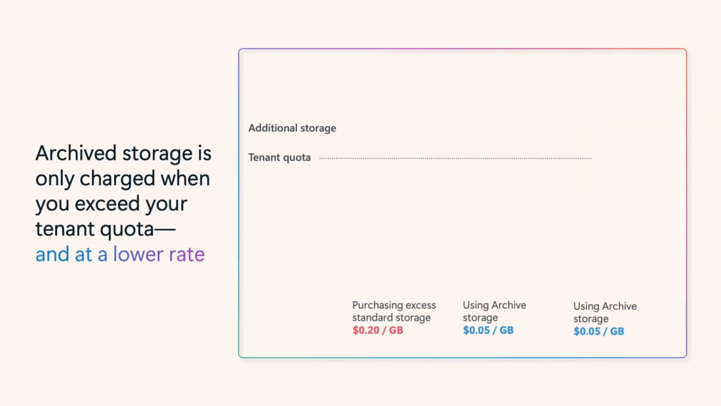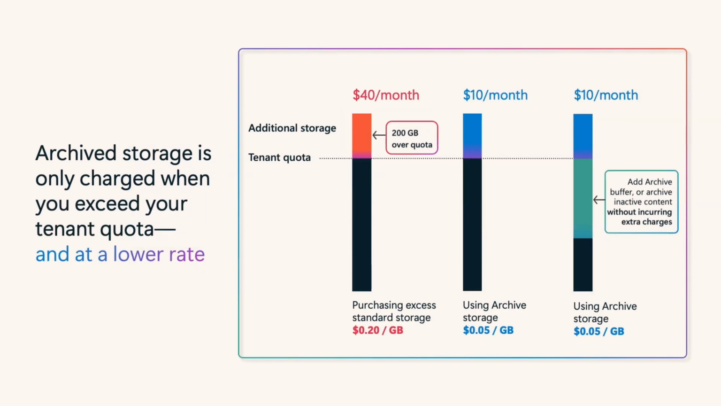Let's see the savings in practice. Site Archive is priced at just 5 cents per gigabyte per month, or 75% less than standard storage at list price. Plus, you only pay for storage when usage exceeds your SharePoint Online license quota. In this example, archiving 200 gigabytes of inactive data reduces the monthly storage bill from $40 to just $10.